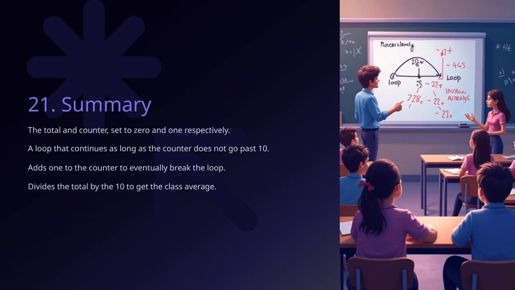Inside the loop, we add 1 to the counter each time, which eventually makes the loop stop once we've reached 10. This is a simple yet effective way to ensure our loop doesn't run forever. Finally, after the loop ends, we divide the total by 10 to get the class average. This step is crucial because it summarizes the data into a meaningful metric. Overall, these steps illustrate how we can use basic programming constructs, initialization, looping, and calculations to analyze data efficiently and connect to the broader theme of automation and data processing.